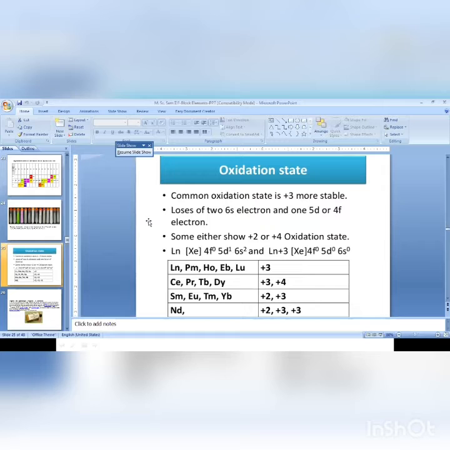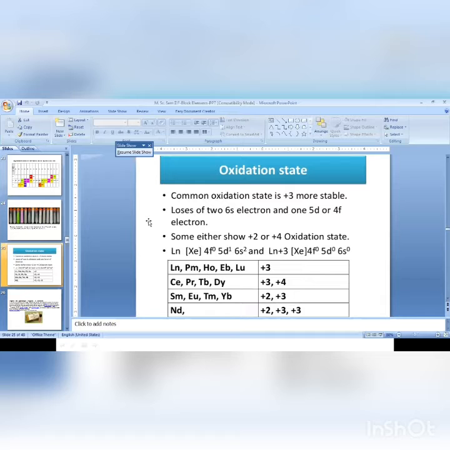The lowest oxidation state shown by these elements is +2, and the highest oxidation state is +4. So all these elements display +3 as a common oxidation state. The lowest oxidation state is shown by samarium, europium, terbium, ytterbium, and neodymium also. The highest oxidation state is shown by only 4 members, that is cerium, praseodymium, terbium, and dysprosium. We have also discussed how to calculate and derive all these oxidation states depending upon their atomic numbers.